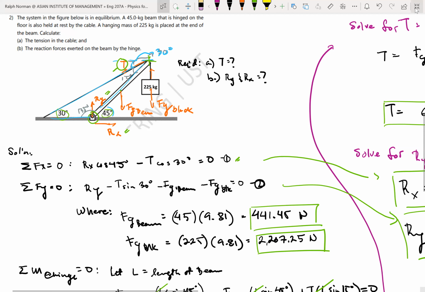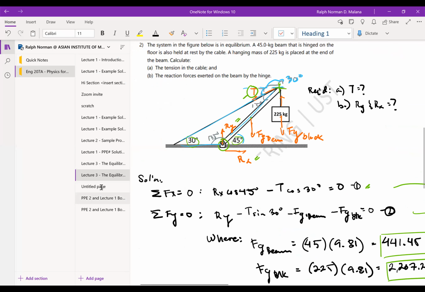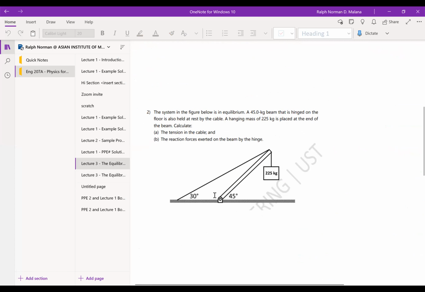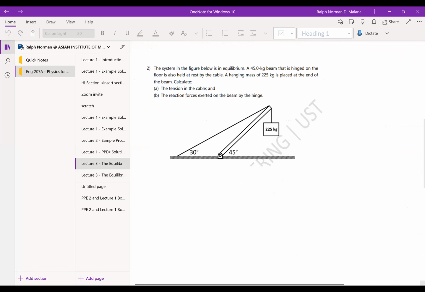Wait lang. Get an idea dito. Na-solve nyo na ba yung board problem number 2? Can you show it by show of hands lang?